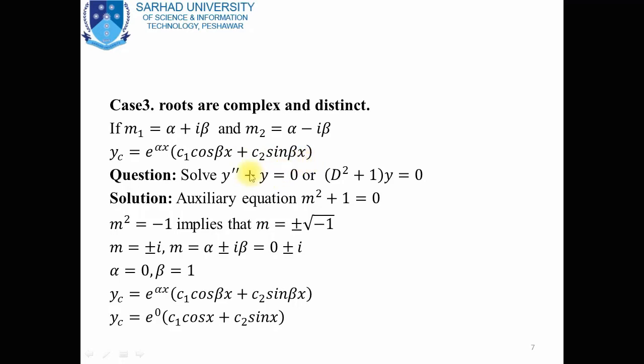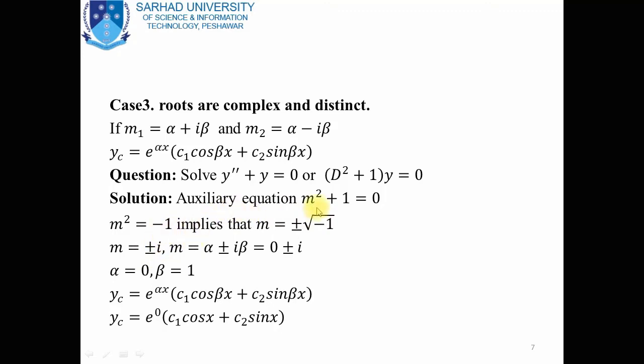For example, we have a second order differential equation y double dash plus y is equal to 0. This differential equation can be written as d square plus 1 into y is equal to 0, and the auxiliary equation for this differential equation is m square plus 1 is equal to 0, which can be written as m square is equal to minus 1, and this implies that the roots are m is equal to plus minus under root minus 1. So m is equal to plus minus iota, minus 1 under root is equal to iota.